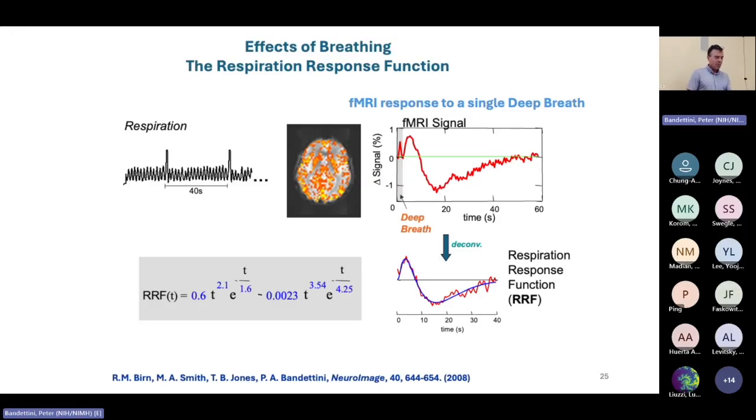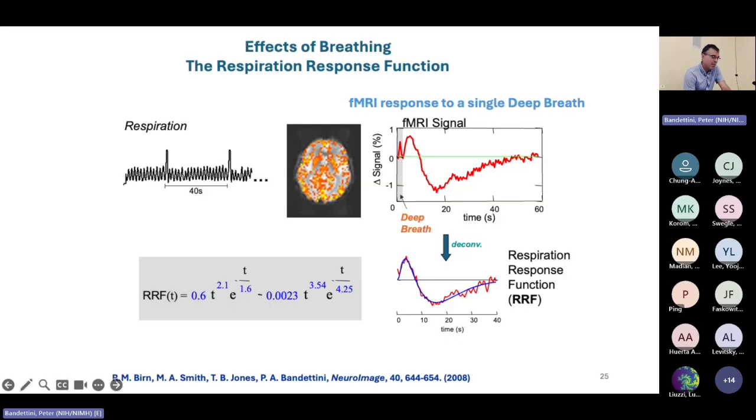But a few years ago, Rasmus Birn tried to really understand the breathing response function to try to deconvolve that from the time series. It didn't really work that well, but at least it gave us a little bit more information about the breathing effect. So this was a study way back in 2008, where he basically had subjects take a huge deep breath all of a sudden, then let it out, and then take another huge deep breath every 40 seconds, and measured the MR signal that corresponded to it.